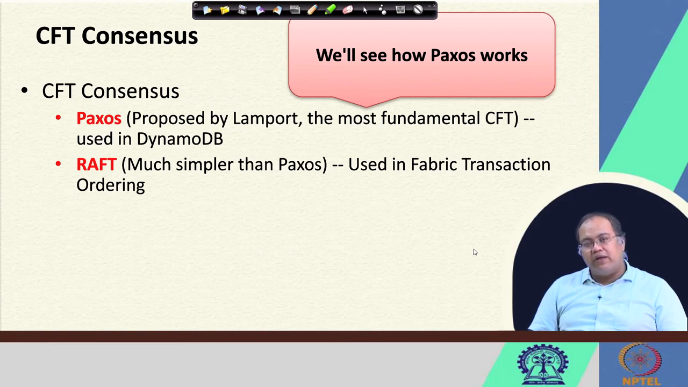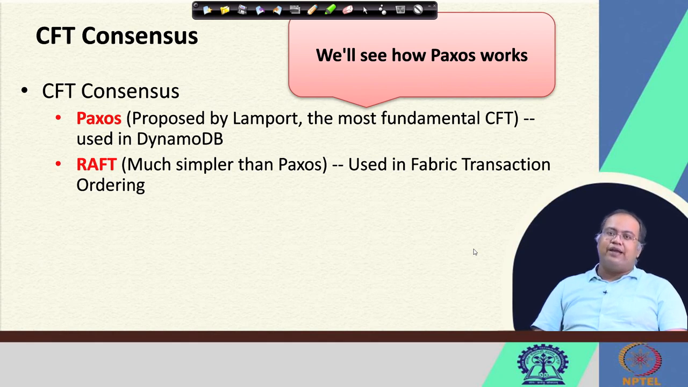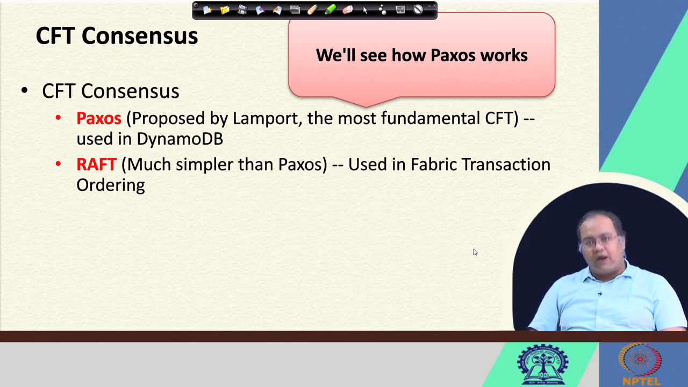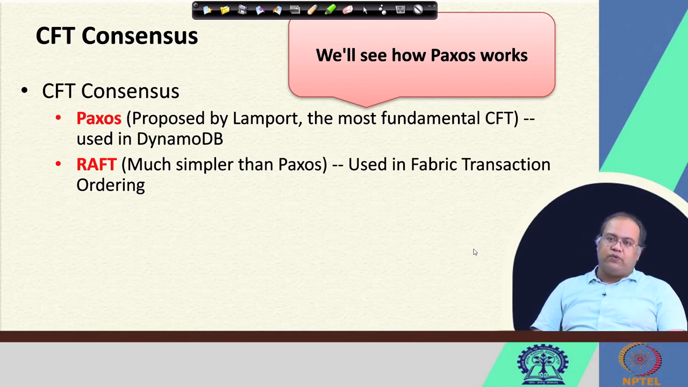Now we are going to look into how Paxos works, because as I mentioned, Paxos is the most fundamental consensus algorithm, and if you can understand how Paxos works, it will be very easy for you to learn about the other consensus mechanisms. That is why we will focus on giving more time to discussing Paxos.